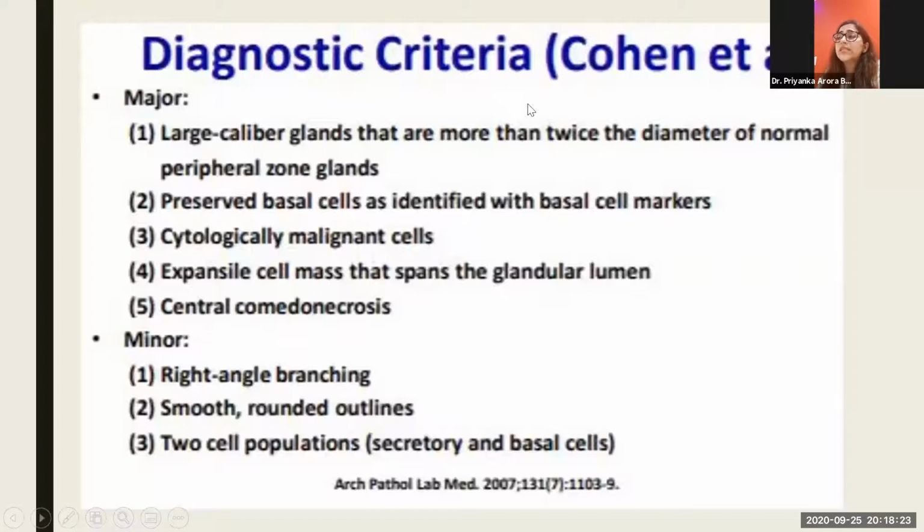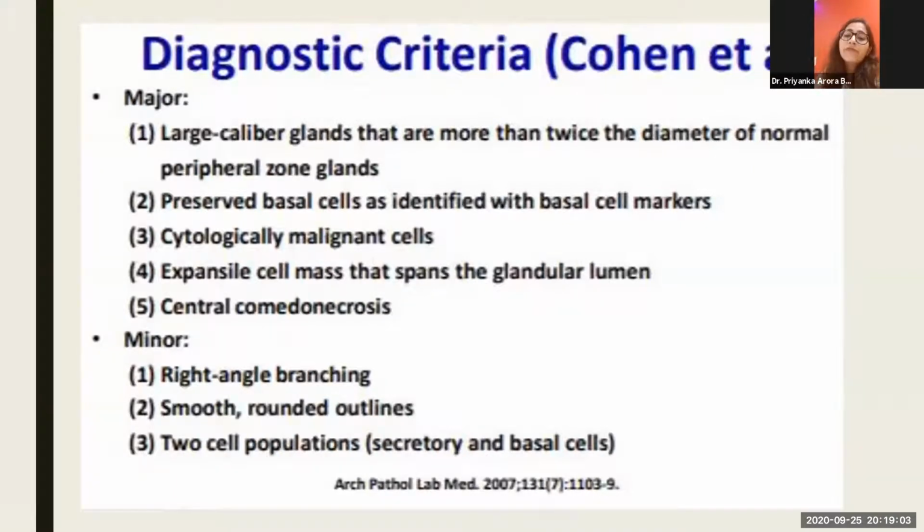Now, what are the diagnostic criteria for this? These are large caliber glands. I'll be talking about the PIN thing later on. These are large caliber glands that are more than twice the diameter of the normal peripheral zone glands. So these are the normal peripheral zone glands that we have seen throughout, and on which we have described the entire Gleason pattern score. These glands are almost twice the size of those glands. And they have a preserved basal cell layer, because as I said, the glands themselves are not malignant. They are just filled with malignant cells.